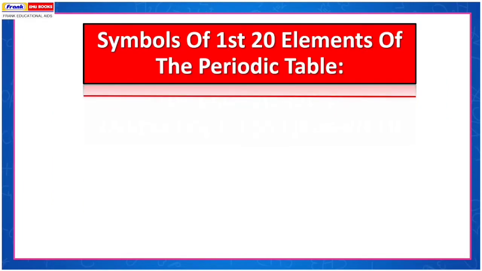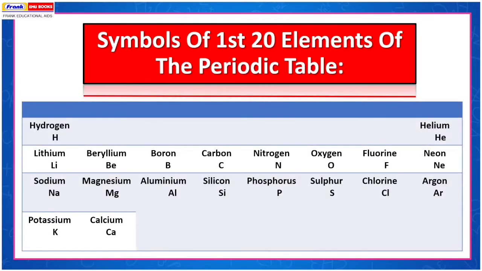Symbols of the first 20 elements of the periodic table. Hydrogen, H; helium, He; lithium, Li; beryllium, Be; boron, B; carbon, C; nitrogen, N; oxygen, O; fluorine, F; neon, Ne; sodium, Na; magnesium, Mg; aluminium, Al; silicon, Si; phosphorus, P; sulfur, S; chlorine, Cl; argon, Ar; potassium, K; calcium, Ca.